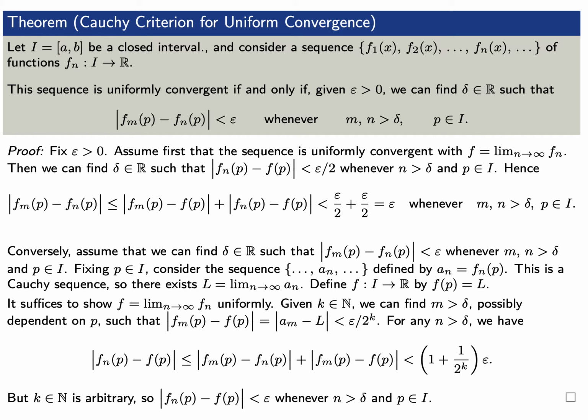Similarly, the right-hand side really says that our k was arbitrary, so we can let k be anything. In fact, if we let k increase without bound, we see then that the absolute value of f_n(p) - f(p) is less than epsilon whenever n is greater than delta and p is in our closed interval. But this is exactly what it means to say that our sequence converges uniformly.